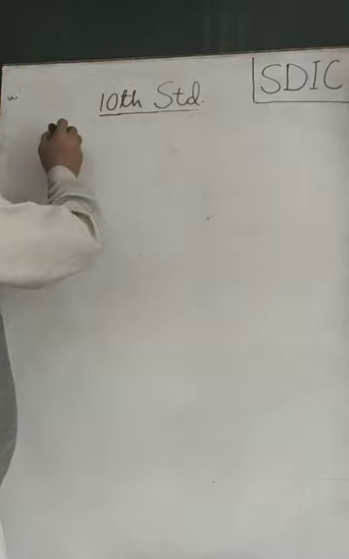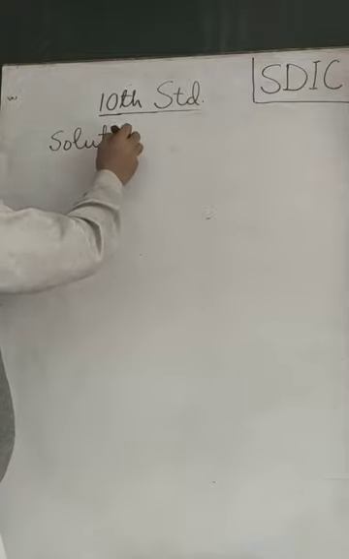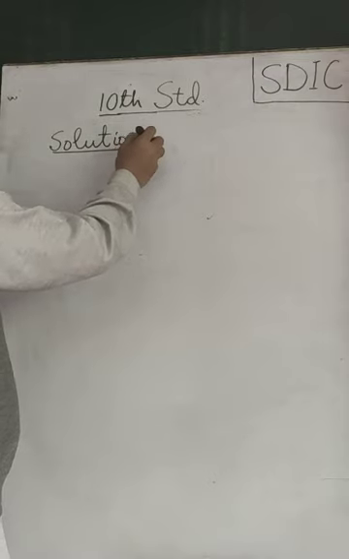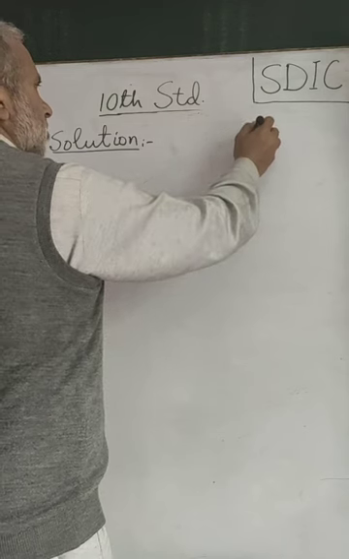For the derivation of trigonometric ratios of 60 degrees, we need an equilateral triangle. So you draw an equilateral triangle on your copy.